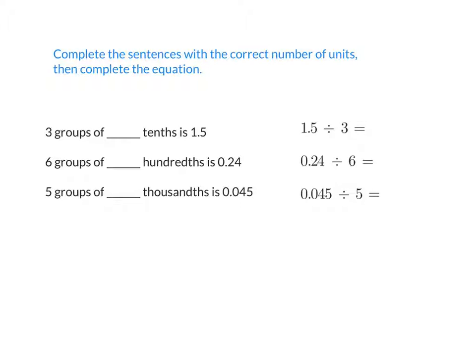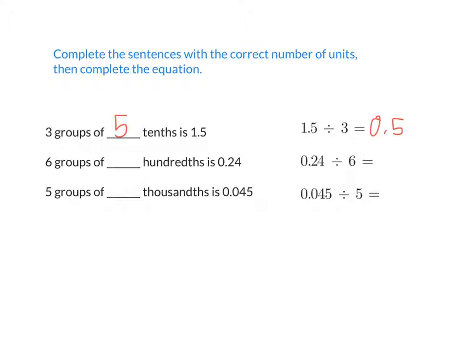So remember, when we divide, we are making equal groups. If I have 1.5, that's the same as how many tenths? 15 tenths, right? So 1.5 is the same thing as 15 tenths. If I want to make 3 groups, how many tenths would make 15? 3 groups of 5 tenths is 15 tenths. So therefore, 1.5 divided by 3 is 5 tenths.